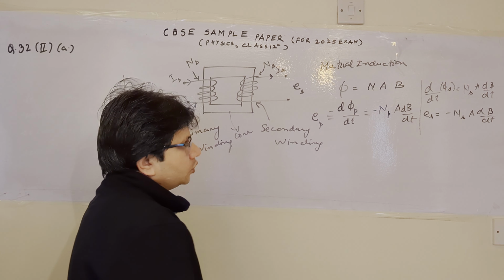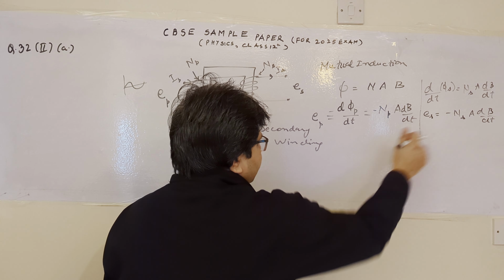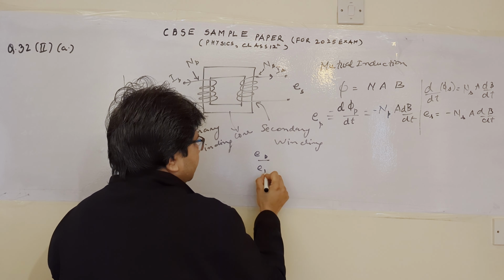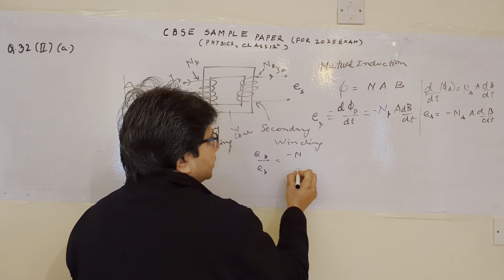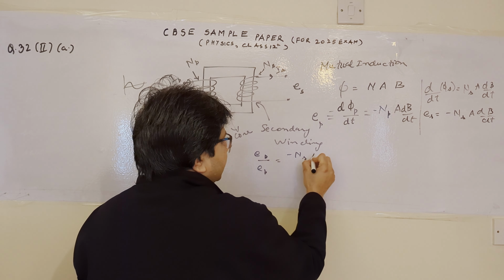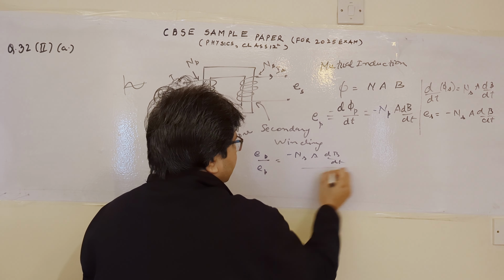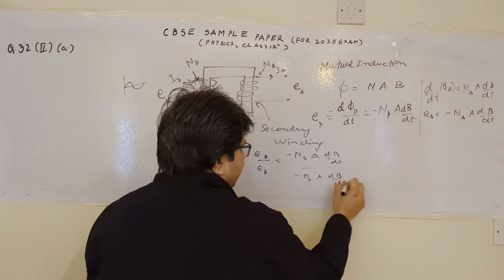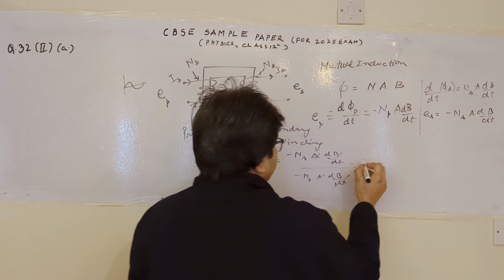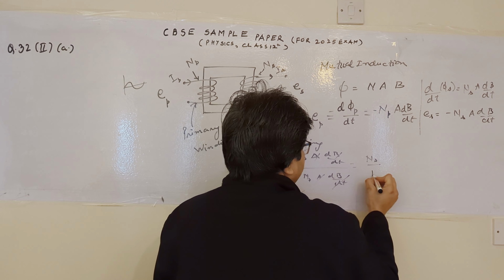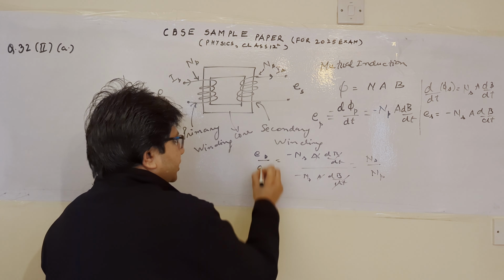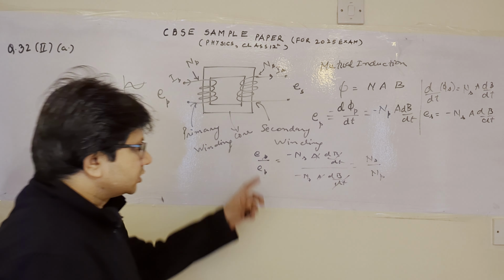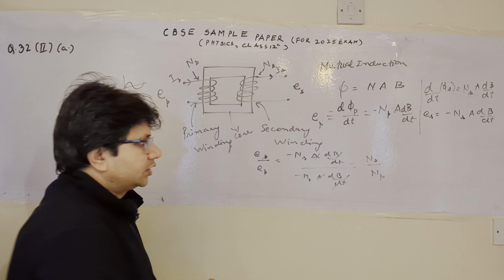Now, we take the ratio of E_p and E_s, from this equation and this equation. So, we get E_s upon E_p is equal to minus N_s A dB/dt upon minus N_p A dB/dt. Now these two terms cancel and we get this value as N_s upon N_p. So we can say that E_s upon E_p is equal to N_s upon N_p. So this is the relationship between the EMF and the number of turns.